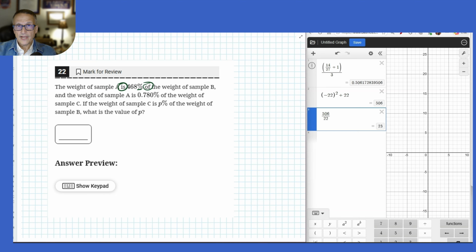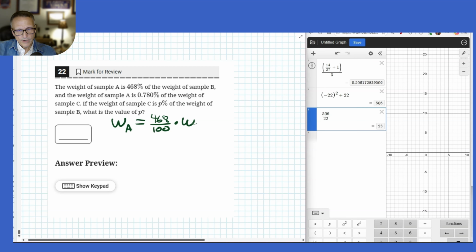And I'm going to do that. I'm going to actually write 3 separate equations as I read this paragraph. It says the weight of sample A is. So I'm going to use WA, weight of sample A, is 468%. Well, that would be 468 out of 100. That percent symbol means out of 100. Of the weight of sample B. That means times the weight of sample B. Right? Of next to a percentage means to multiply.